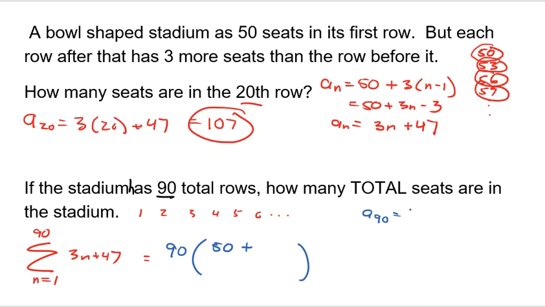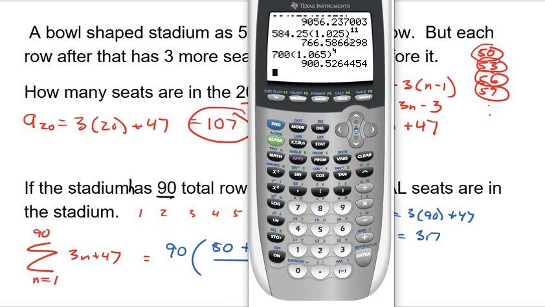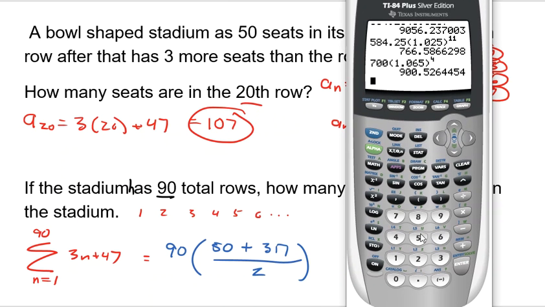I guess I got to figure that out real quick. In that 90th row, there's 3 times 90 plus 47. Again, I'm using the formula. 3 times 90 is 270 plus 47. There's 317 seats in that 90th row. Again, I'm just following the formula, guys. All divided by 2. All right, so I go to my calculator now. So I have 50 plus 317 divided by 2 times by 90.